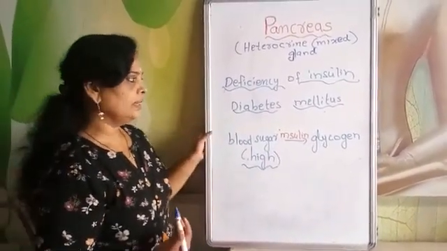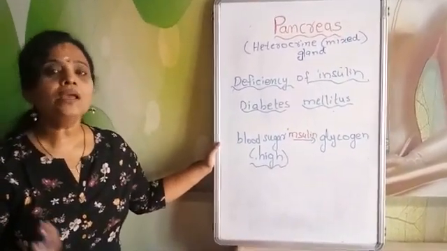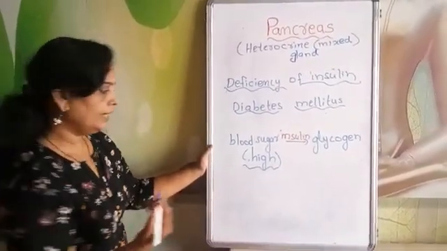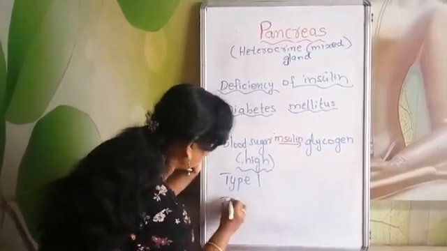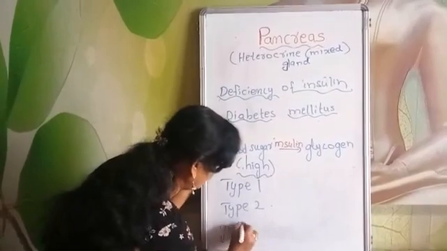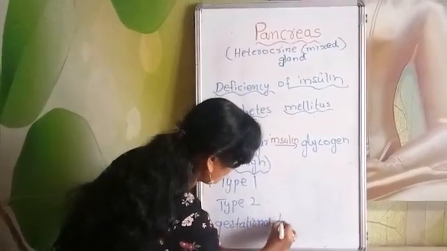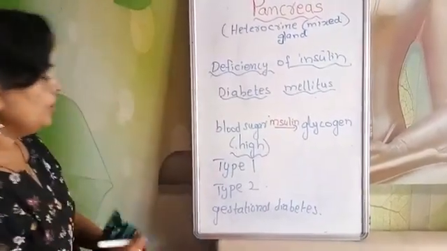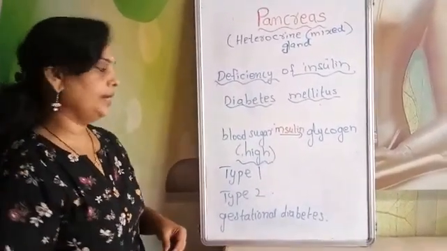Diabetes mellitus is very common; we say sugar problem, or simply diabetes. This actually has three types: type 1 diabetes, type 2 diabetes and gestational diabetes.